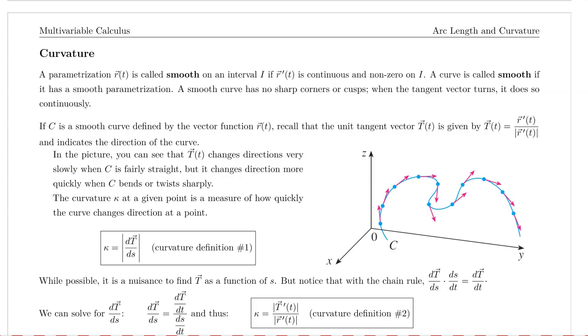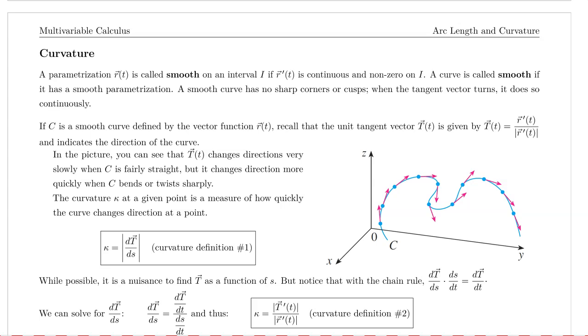A parametrization R of t is called smooth on an interval I if R prime of t is continuous and non-zero on I. A curve is called smooth if it has a smooth parametrization. A smooth curve has no sharp corners or cusps. When the tangent vector turns, it does so continuously.